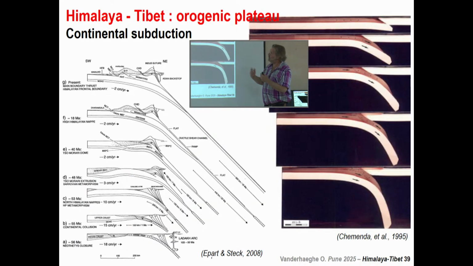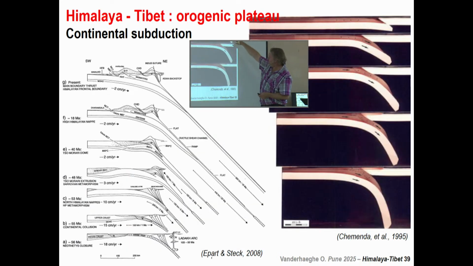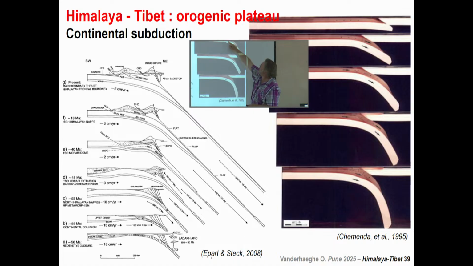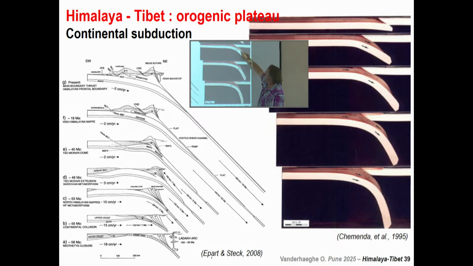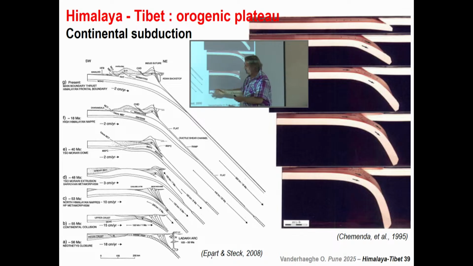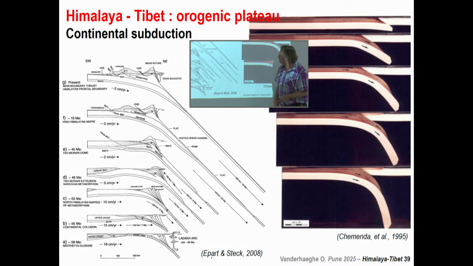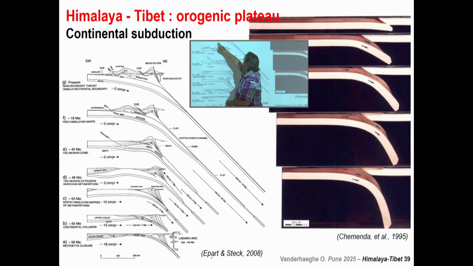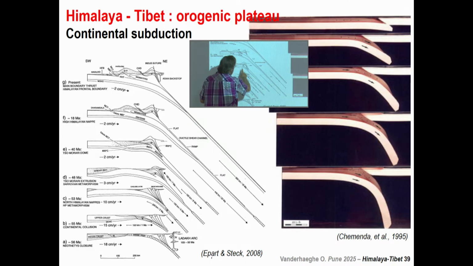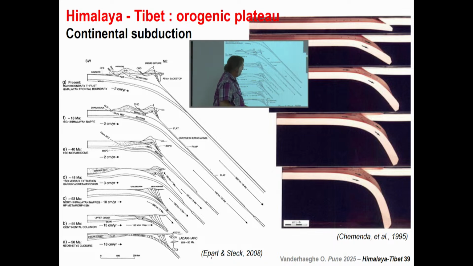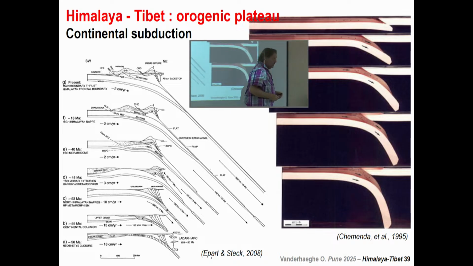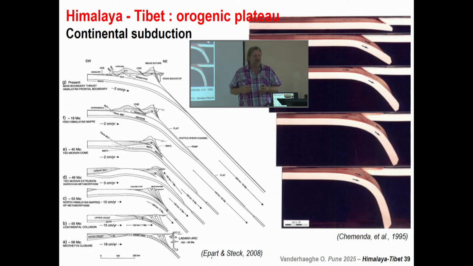So people moved to other types of models, the ones that I showed you yesterday, the Chemenda model, where rocks can be dragged with the lithospheric mantle down to 100 kilometers, mantle depth, and then decouple, move back to the surface. And that's represented here in that section of Epard and Steck 2008, where the Tso Morari went down to 100 kilometers and went up. So we change the scale, huh? Go from 50 to 100.